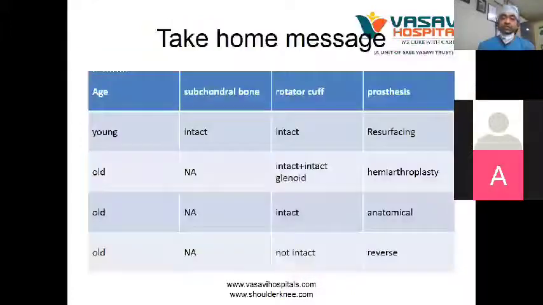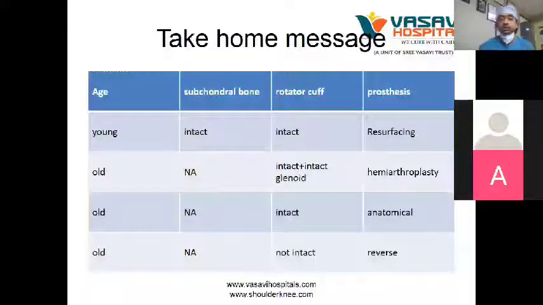And then as we end the talk, I would like to show you this table, how we select the type of prosthesis that we put in. Age is a consideration, the subchondral bone, and the most important is the rotator cuff. So if it's a young patient, intact subchondral bone, intact cuff, we try to do a resurfacing. Old patient, without any consideration to the subchondral bone, with an intact cuff and an intact glenoid, we do a hemiarthroplasty.